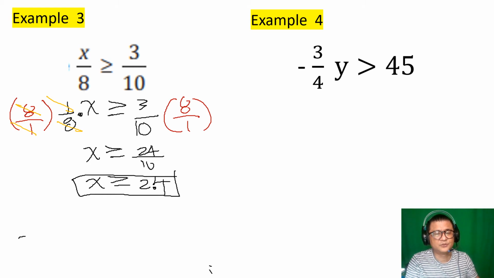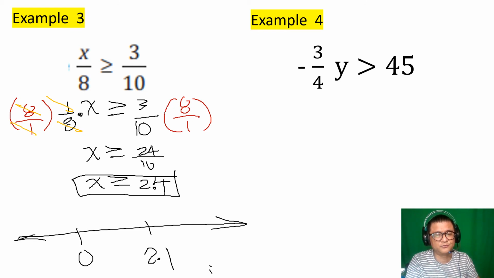Okay, how would you graph that? What are the numbers greater than 2.4? You cannot list them all. Start with a 0. Positive is to the right. Write 2.4. Where is 2.4? I put a circle. Will it be closed? Yes, because there's an equal sign. It will be closed. It includes 2.4 and all the numbers greater than goes to the right. There you go.